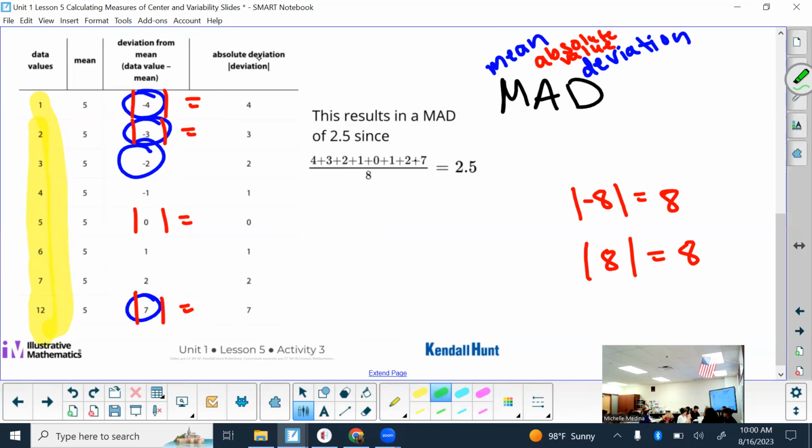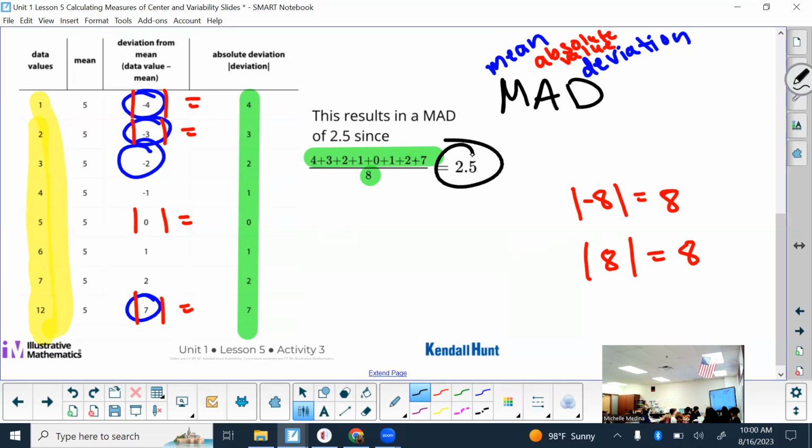So once I figure out my absolute deviation from the mean, I'm now going to take the mean of the average of these numbers. So I'm going to add them all together, divide by however many things I added, which includes the 0, if one of them's a 0. And then I get that my MAD is 2.5 for this random data set that is not on your paper. Questions on that?